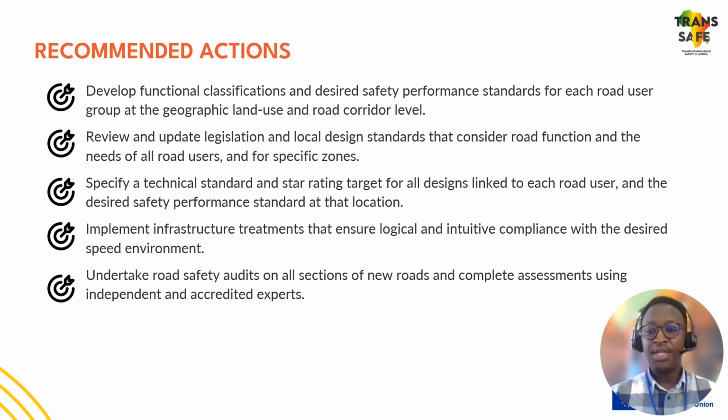The recommended actions under this pillar include: 1. Develop classifications and desired safety performance standards for each road user group at the geographic, land use, and road corridor level. 2. Review and update legislation and local design standards that consider road function and the needs of all road users and for specific zones. 3. Specify a technical standard and star rating target for all designs linked to each road user and the desired safety performance standard at that location.